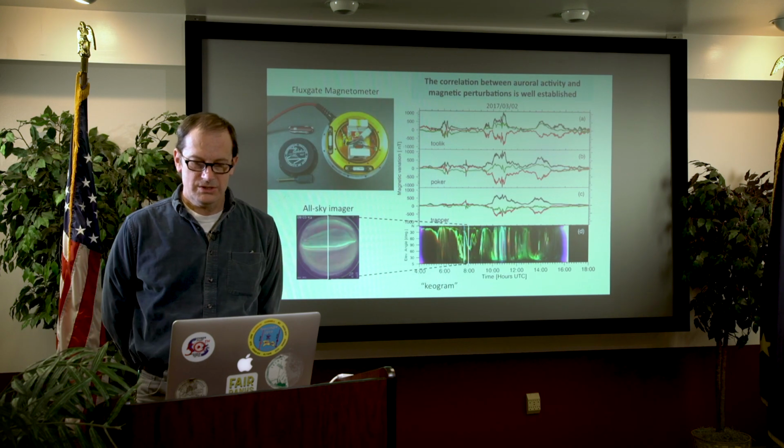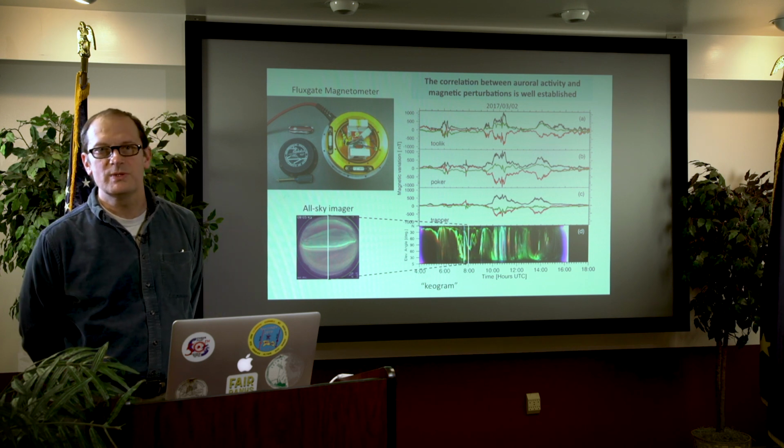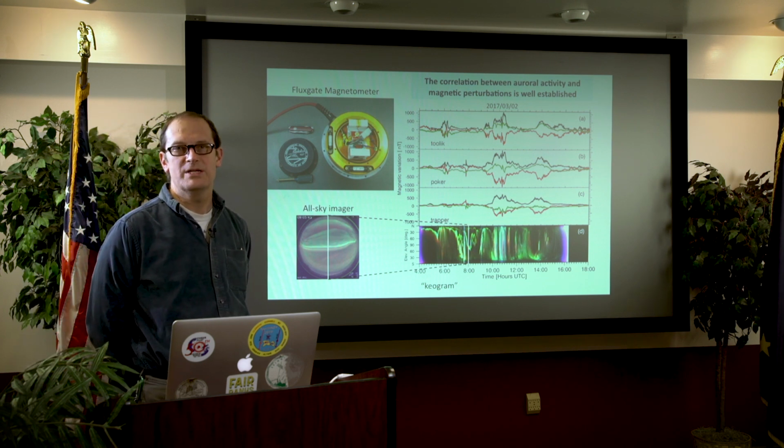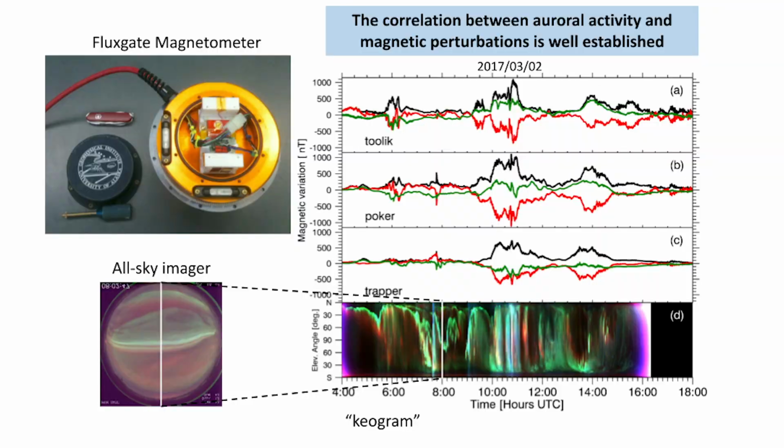So just to cut to the chase, the correlation between auroral activity and magnetic perturbations is now really well established. What you can see here in the upper left is a fluxgate magnetometer, which is the magnetometer we use here at the GI for doing some of the highly sensitive magnetic studies. We've got several of those in the field, and they're running 24/7. And basically, at any time, they're measuring what's happening with the magnetic field.